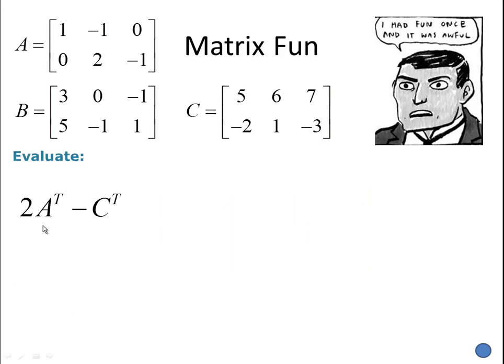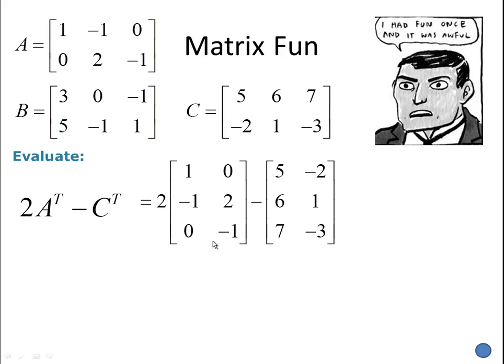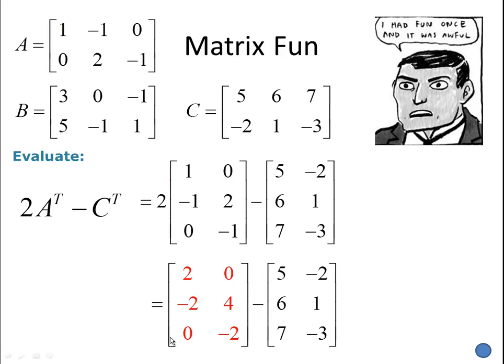Okay, and so now I've got 2 times A transposed minus C transposed. So I'm just going to transpose each of those matrices, change the rows and columns around, switch the positions of the elements, and then we're going to multiply that 2 to the result in that first one, and so that's what we see in red. So I'm just taking 2 times each of those elements. Now that I've got my two matrices ready to go, they've been transposed, and I multiplied by 2. Now order of operations says I can do the subtraction, and so that's what I've got here. And then our final result is this matrix right here.